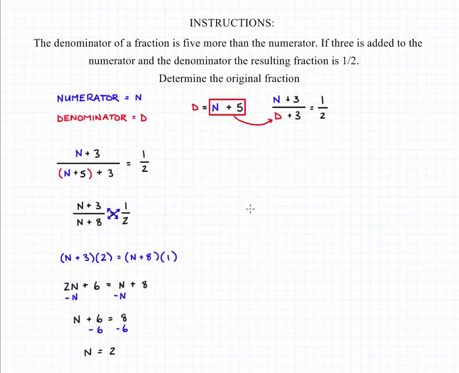Once we have that information, we know that d, our denominator, is equal to n plus 5, so we can substitute that in, say d is equal to 2 plus 5, or d is equal to 7. Since our fraction is our numerator over our denominator, we can get our final answer, which is the fraction 2 over 7.